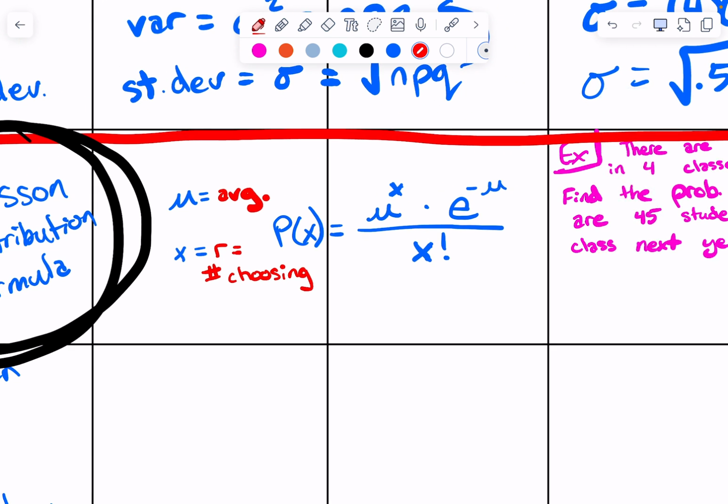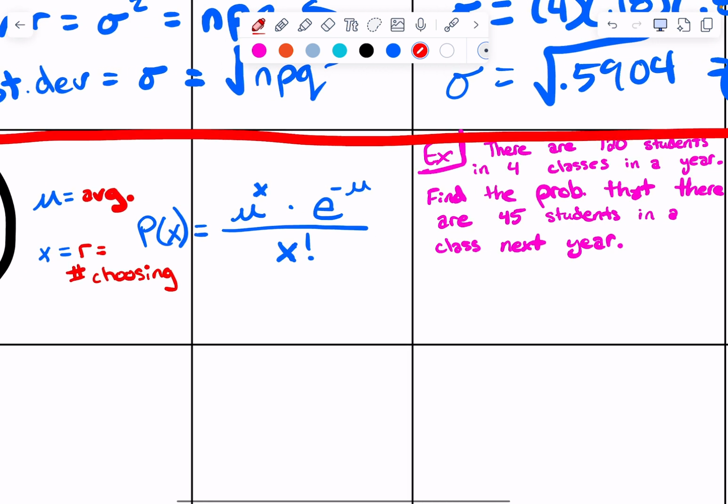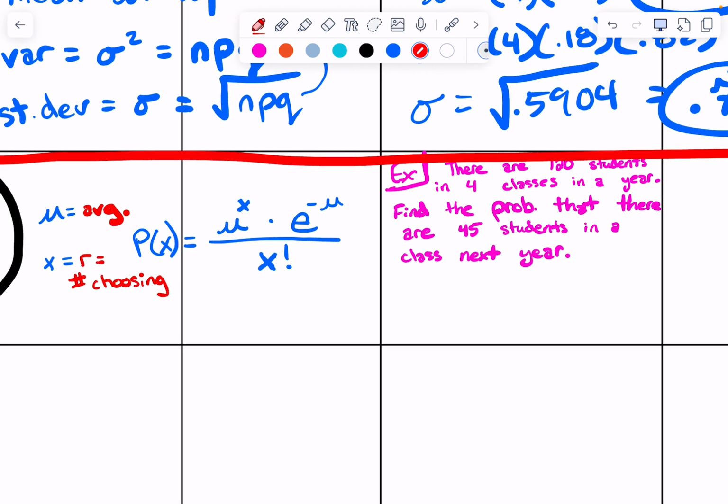Or is it 15? 45? Okay, so here's our example. They should have hopefully this written down, because I made them write this down before I started recording. Do you guys all have this written down?